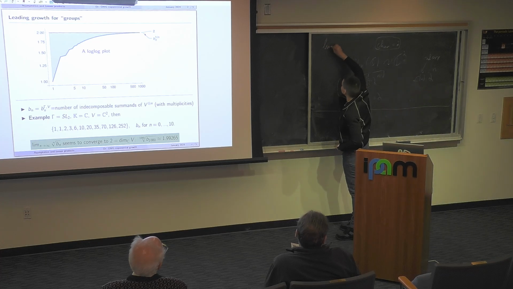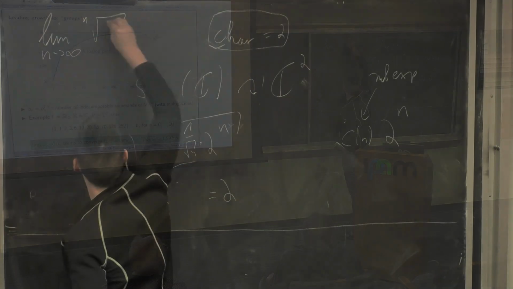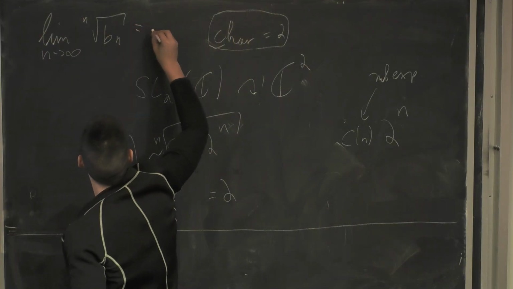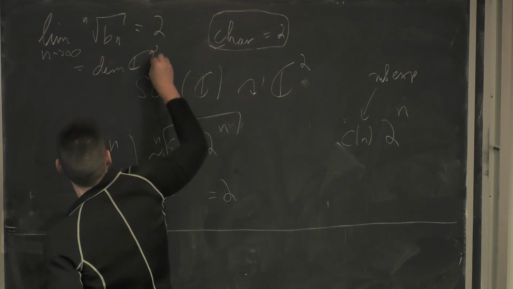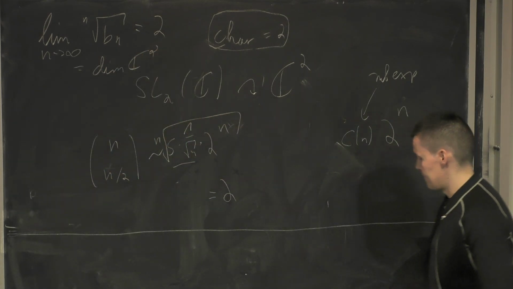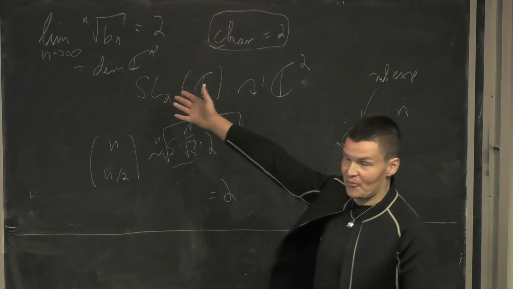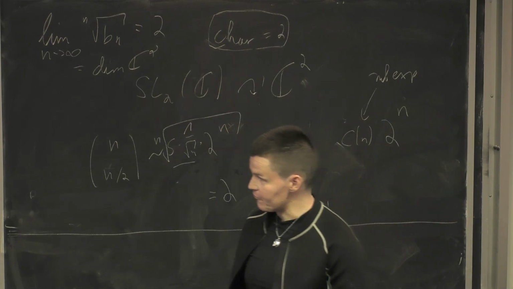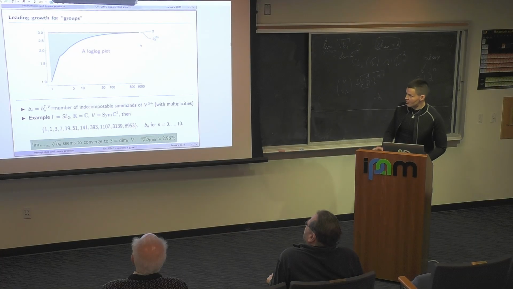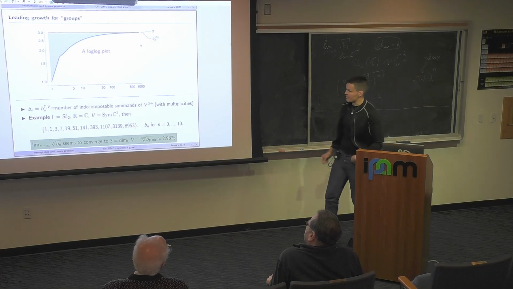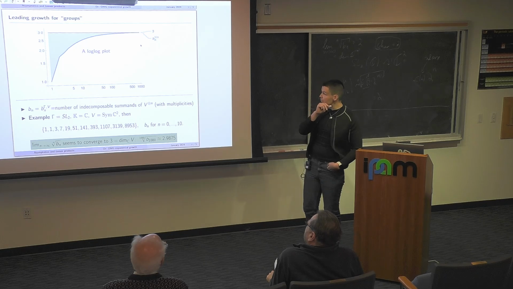What we just saw is the limit n to infinity of the nth root is 2, which is the dimension of my starting space. Excellent. And this was Victor's original claim, that this is actually true in general. Okay, so I continue. Well, the next one, you try maybe the 3-dimensional representation of SL2.